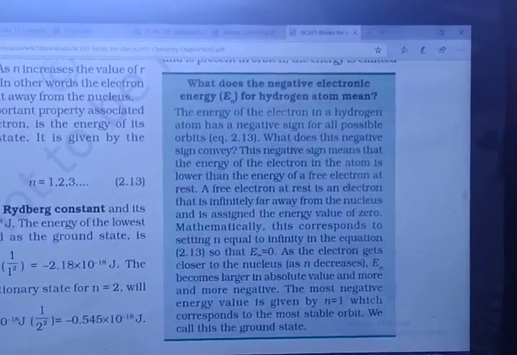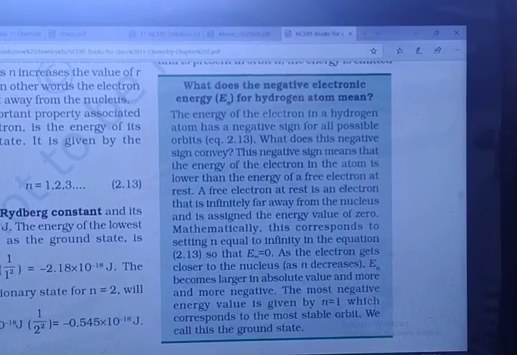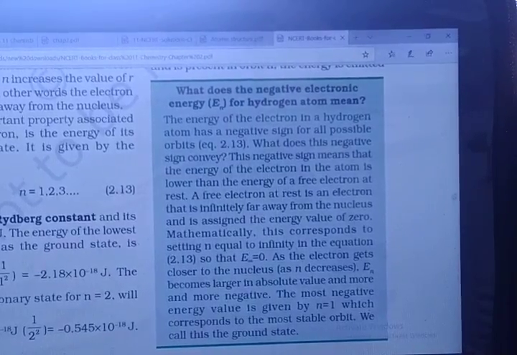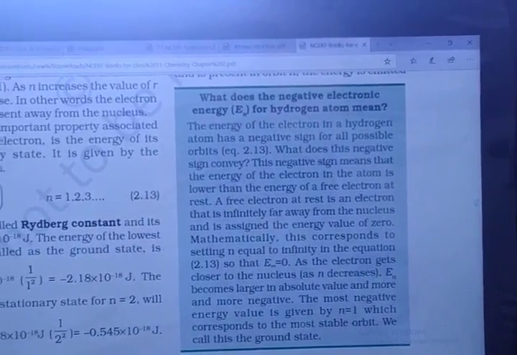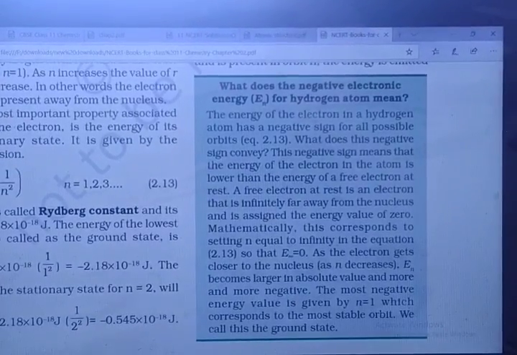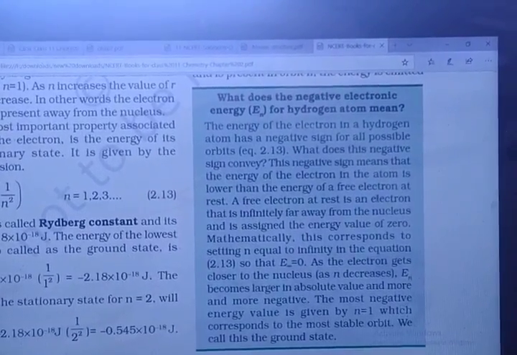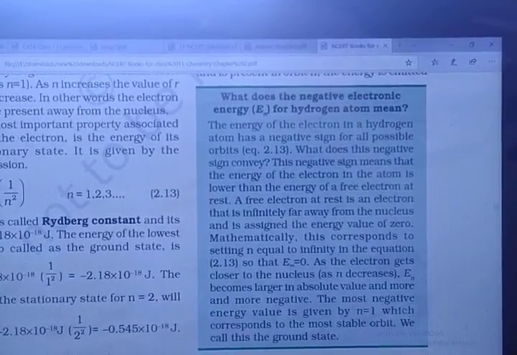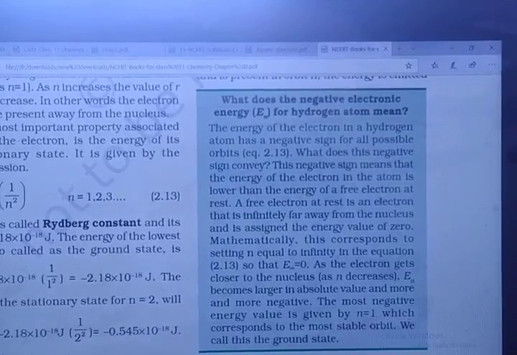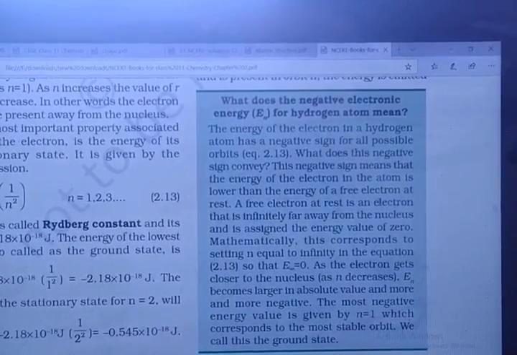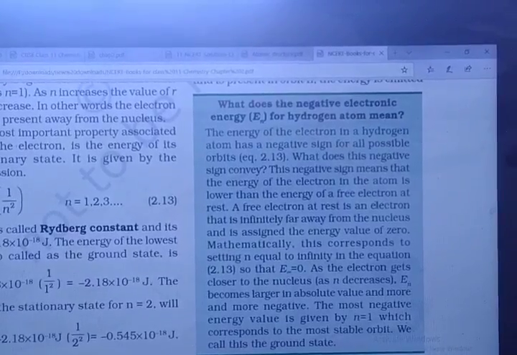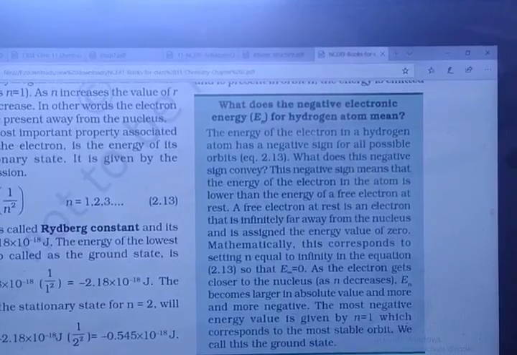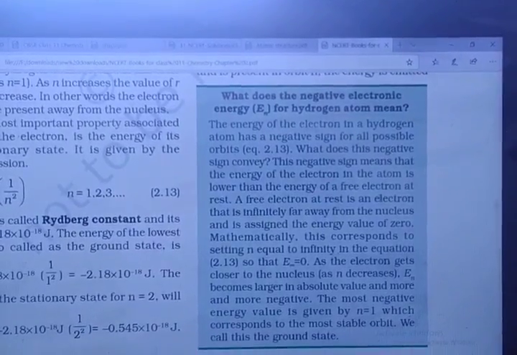As the electron gets closer to the nucleus, n will decrease. Definitely n will decrease, then only it will come closer to the nucleus. So En becomes larger in absolute value and more and more negative. The most negative energy value is given by n is equal to 1, which corresponds to the most stable orbit. We call this the ground state.